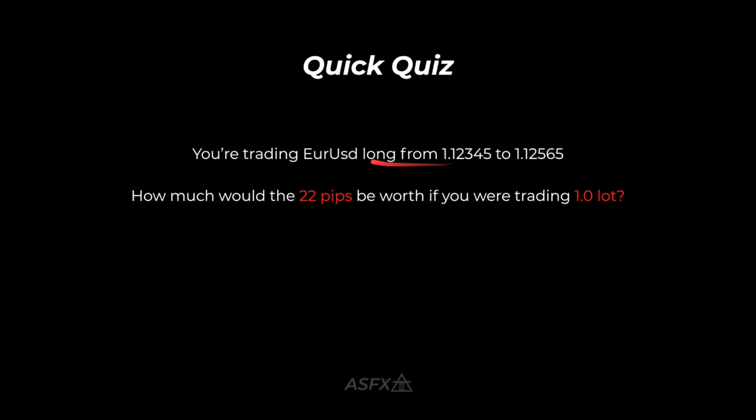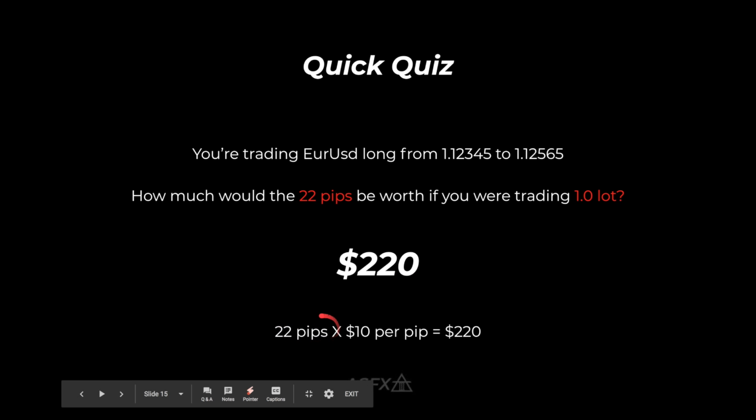You're trading Euro USD long from 1.12345 to 1.12565. Again, how much would that 22 pips of movement be worth if you were trading one standard lot? Ready? It would be $220. Why? 22 pips times $10 per pip on a standard lot gets you $220.